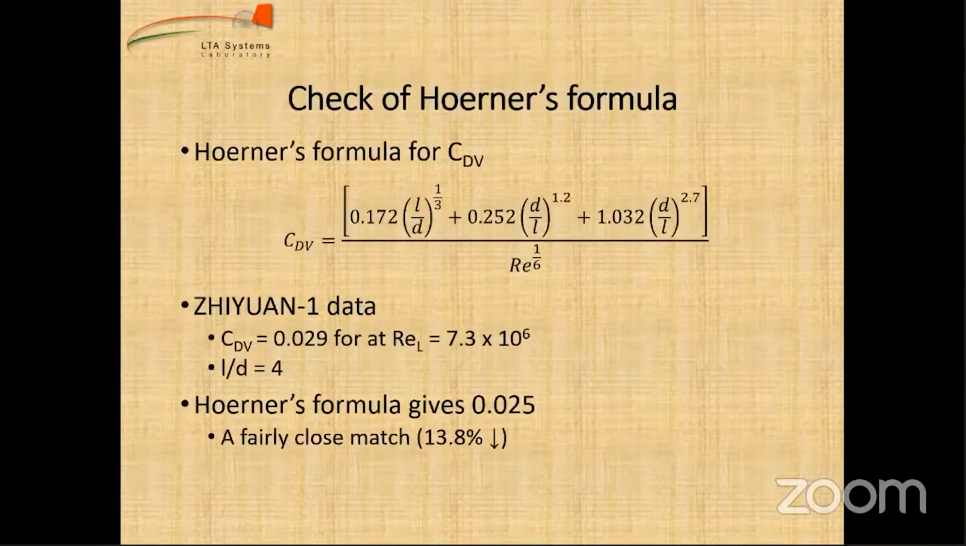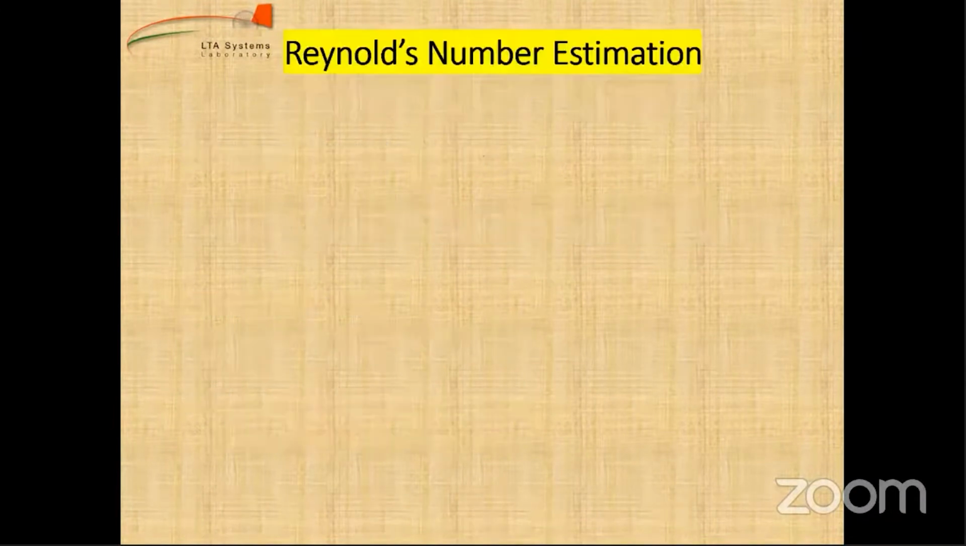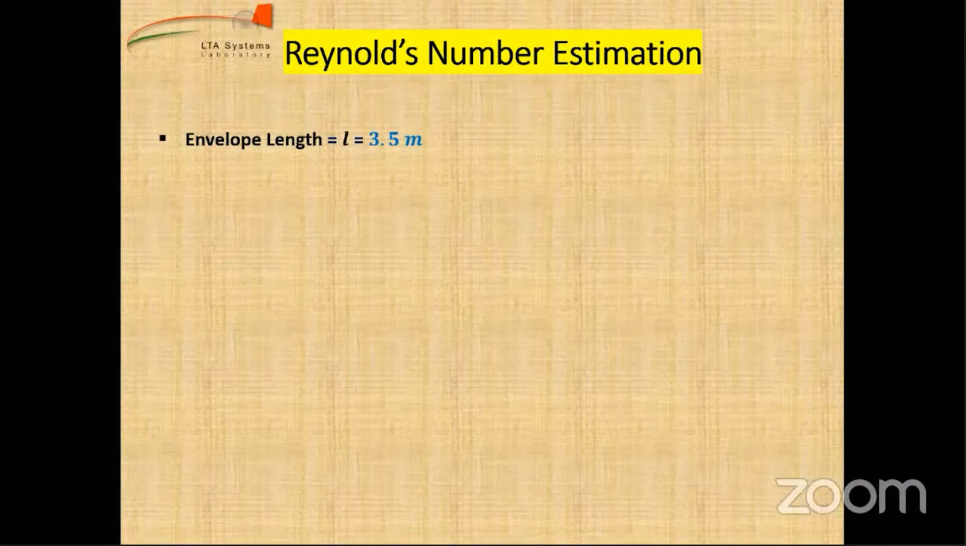To use this Horner's formula, we need to first calculate our Reynolds number. So what is the length of our envelope? 3.5 meters. Actually, the requirement said it should be less than 4 meters, so we are saying let us design it within 3.5 meters. It's our assumed value. The requirement said velocity should be 8 meters per second, right?